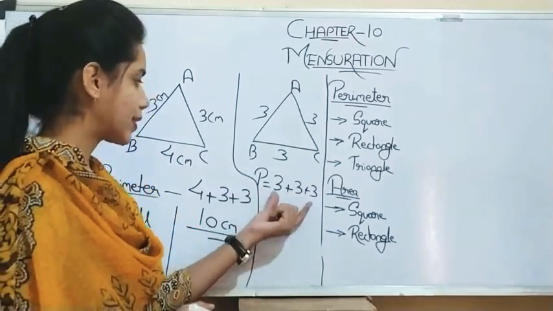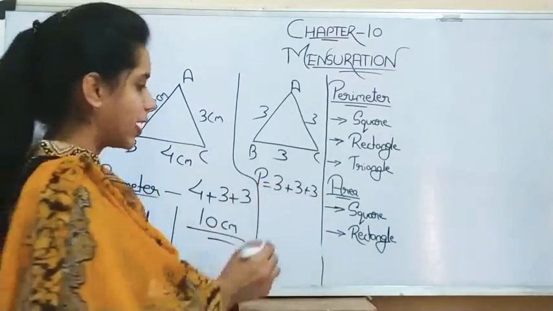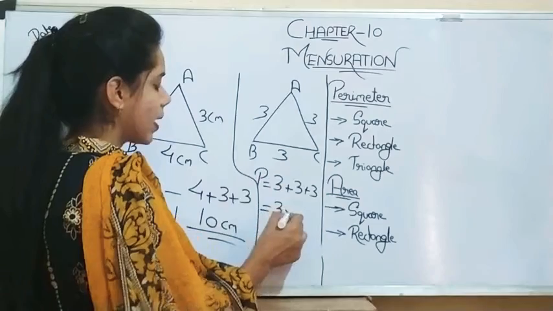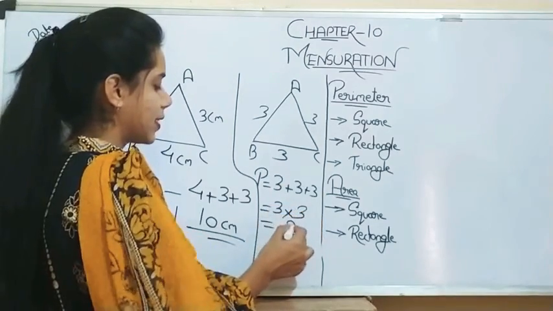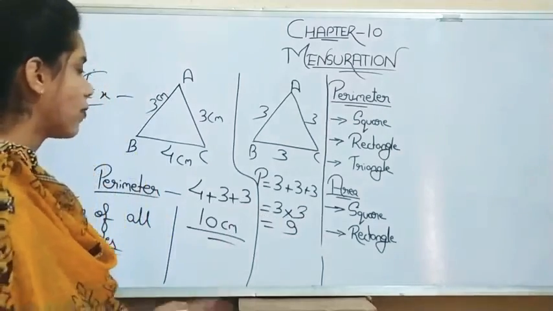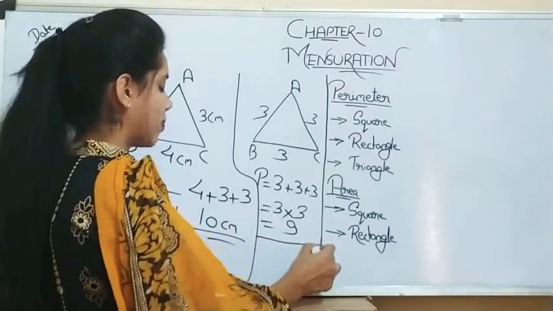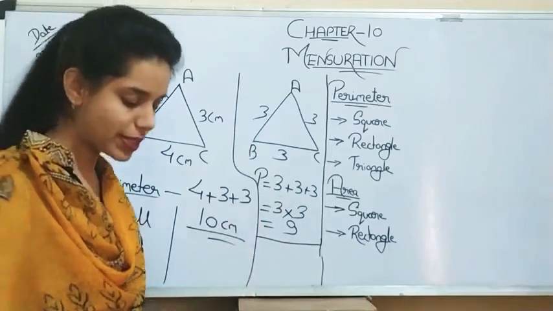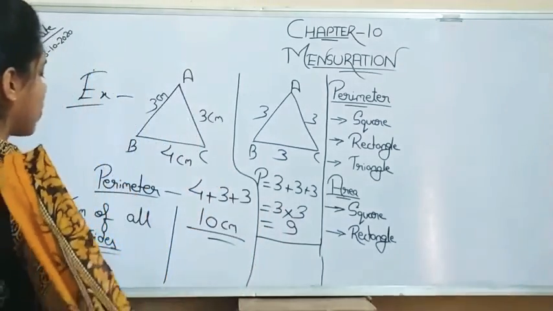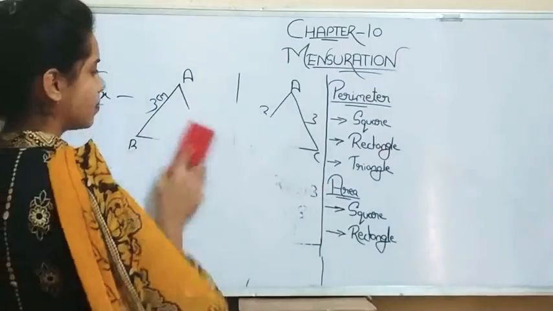So if you write 3 times this 3, you can write 3 multiplied by 3, which will be 9. So the formula for perimeter of equilateral triangle is 3 multiplied by length of one side. 3 multiplied by length of one side.